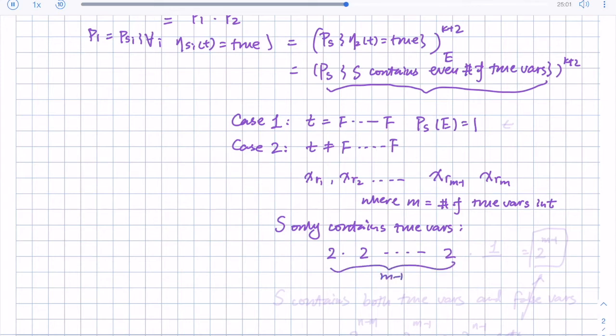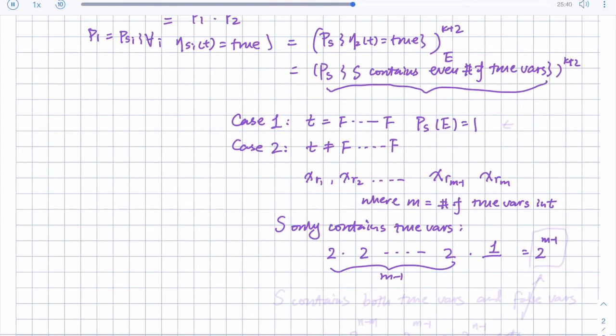But then for the last variable, because we're trying to build a set that contains an even number of true variables, and S only contains true variables in this case, we want to construct a set that contains an even number of elements. Then the last element has only one choice, to be either in S or not. So in total we have 2 to the n-1 such subsets S. But we know S actually contains more variables than the true variables.